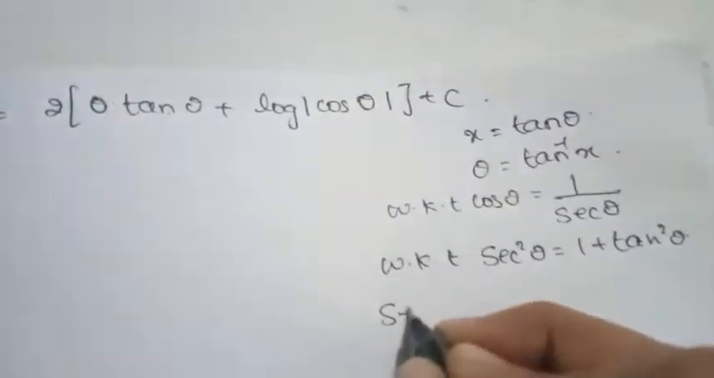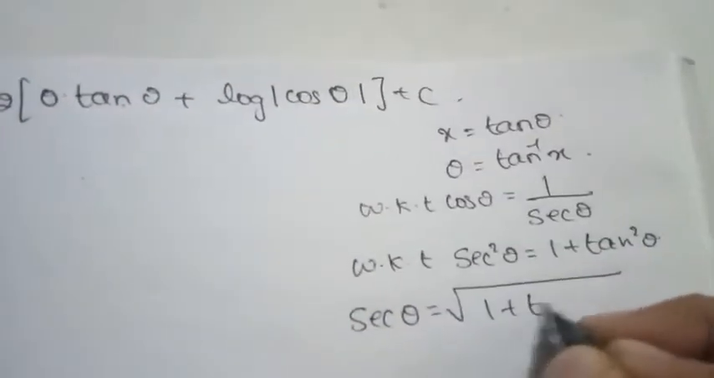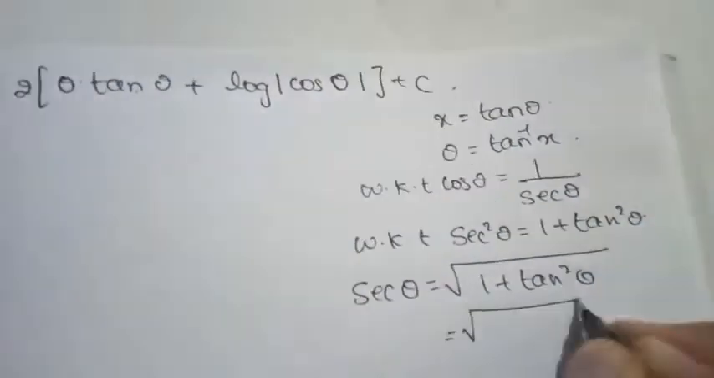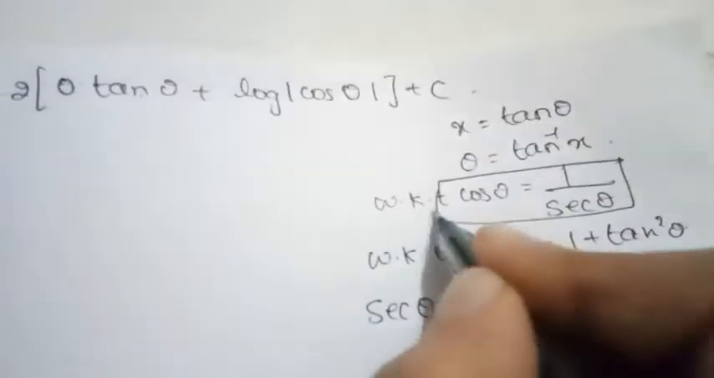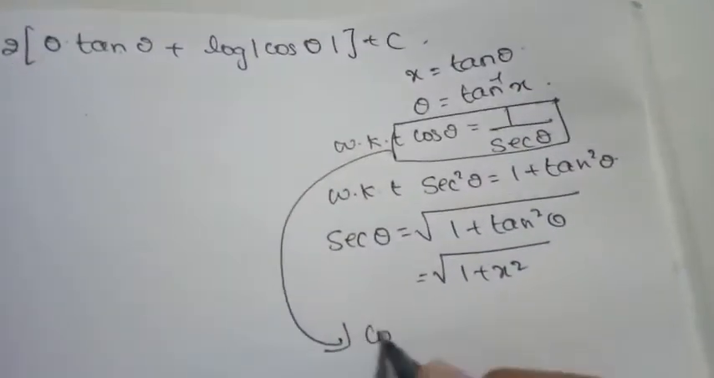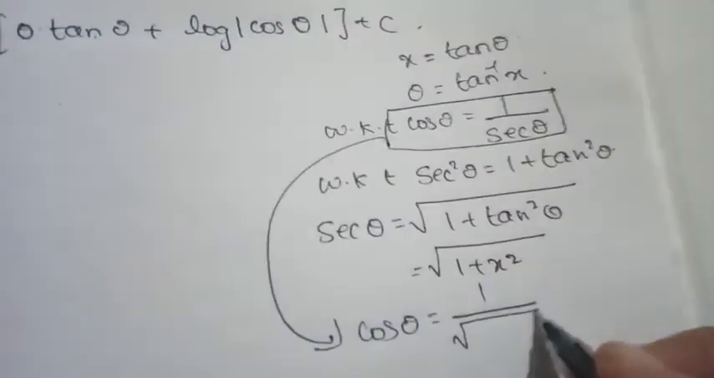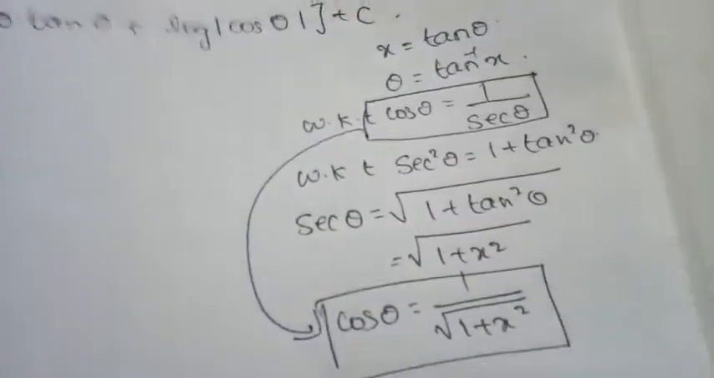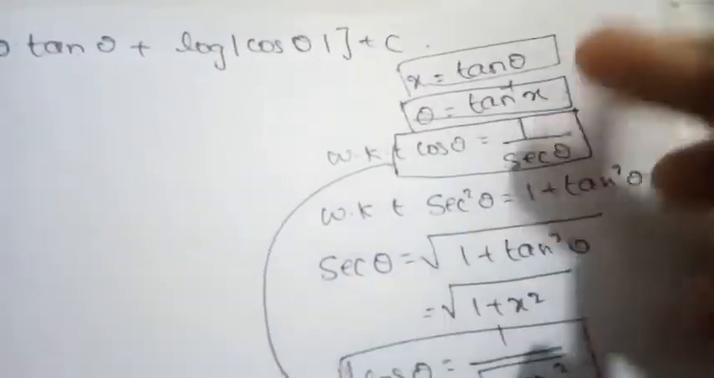So what happens, secant theta is equal to square root of 1 plus tan square theta. What is tan theta? It is x, so it becomes 1 plus x square. Now what happens to this equation? That is cos theta is equal to 1 divided by secant theta, which is replaced by 1 plus x square. Now we got the formula for cos theta, x and theta. Substitute all these three in this equation.